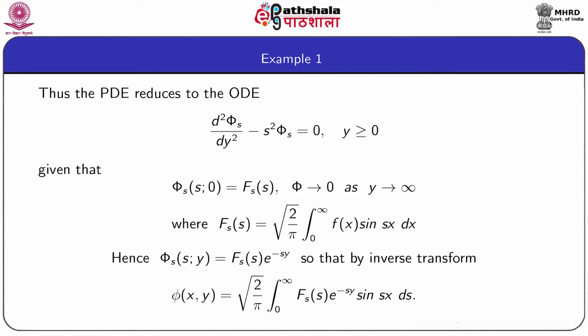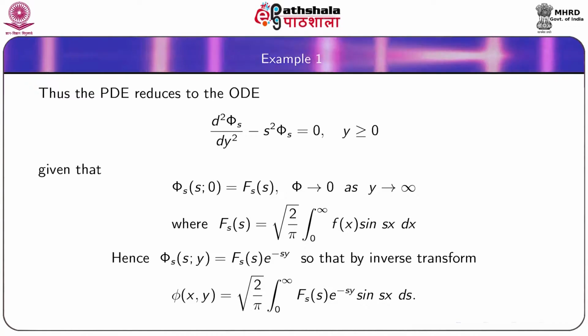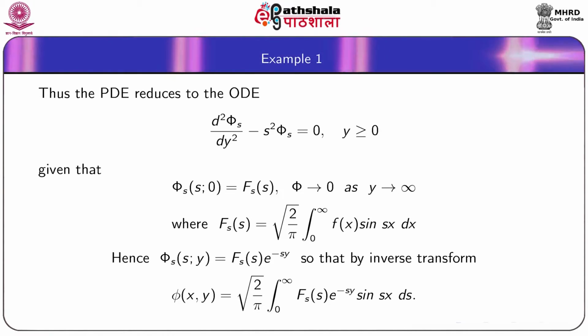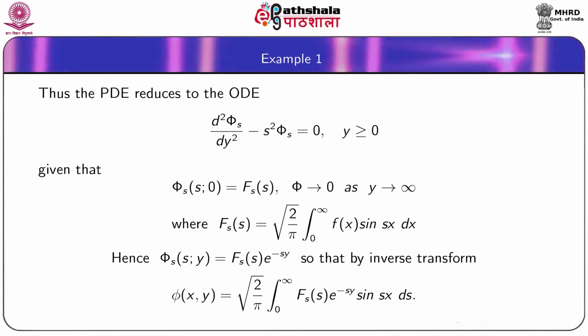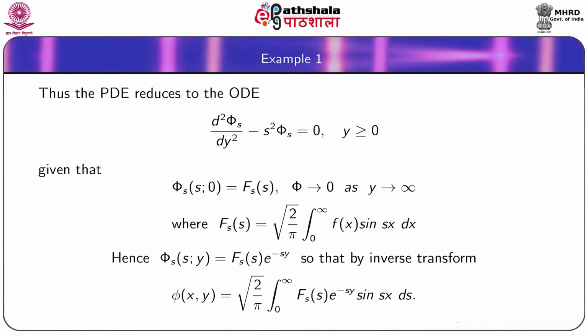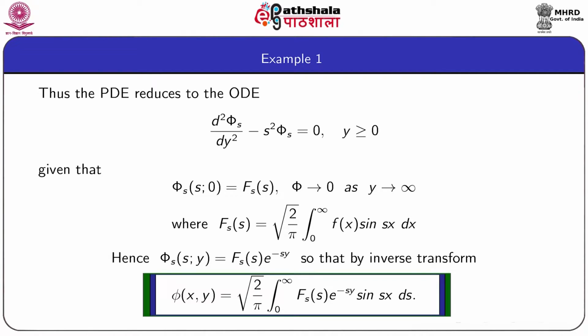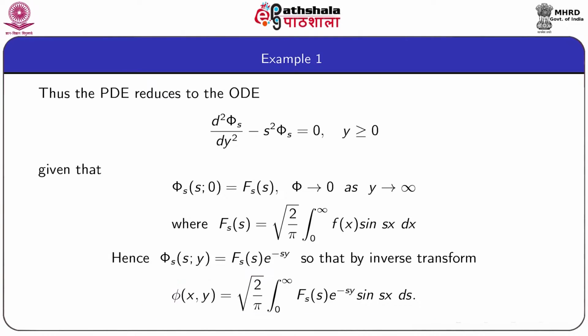Hence, using the boundary condition for capital phi at y equal to 0, we solve the given ODE for capital phi s to obtain capital phi s as capital Fs into e to the power minus sy. So, using the inverse transform formula, phi(x,y) is given by root over 2 by pi integral 0 to infinity capital Fs e to the power minus sy sine sx ds.